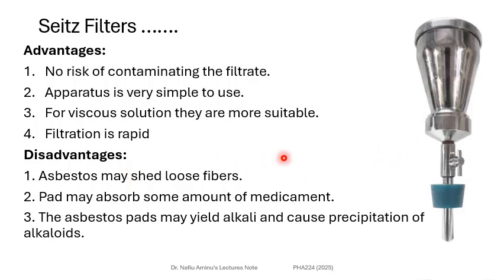The disadvantages are that asbestos may shed loose fibers. The pad may absorb some amount of medicament. The asbestos pad may yield alkali and cause precipitation of alkaloids. So that means even this one has the chance of alkalizing the medium. Both sintered glass and Seitz filters have this disadvantage of making the medium more alkaline, so they share more common disadvantages when you compare between the two. It's just that this one is lesser in terms of that disadvantage when you compare it to the sintered glass filter.